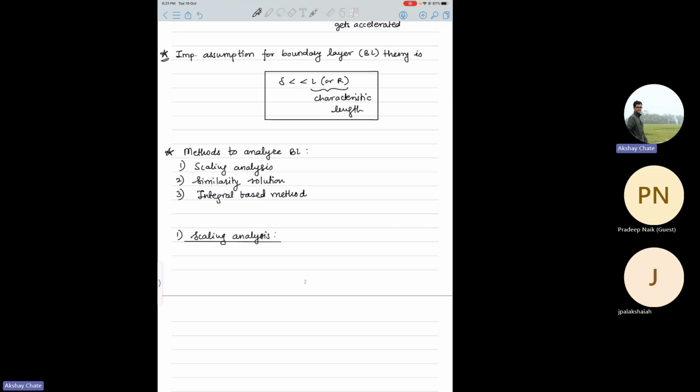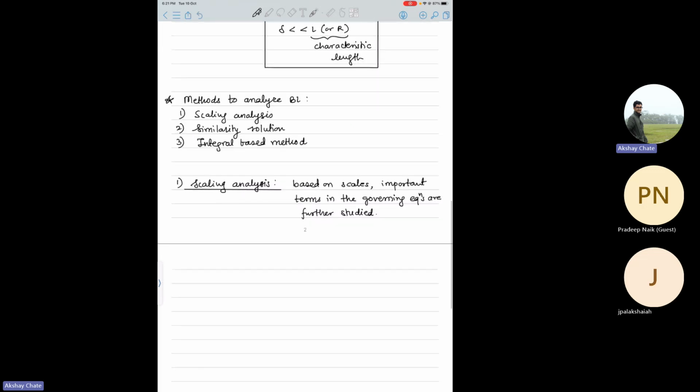So basically, based on scales, important terms in the governing equations are further studied. What you do is you develop some scale, I'll show you in some time, and you realize that one term in the governing equation is not as important as the other term. So you neglect that term. You assume that it's not that important, and you study the remaining, which is the significant term.